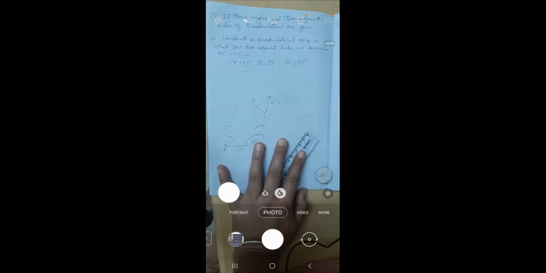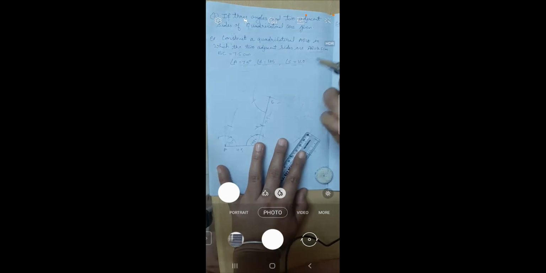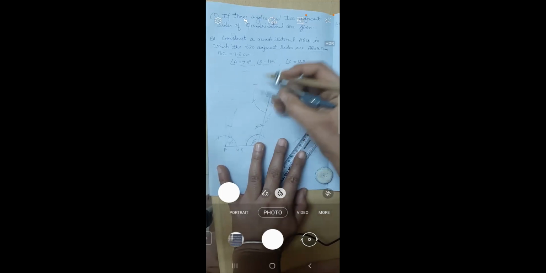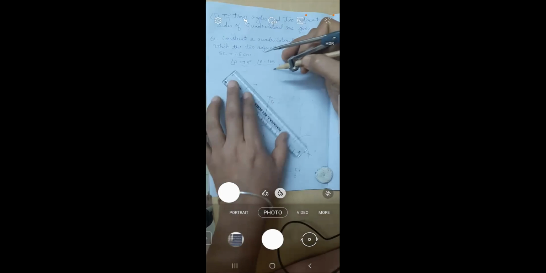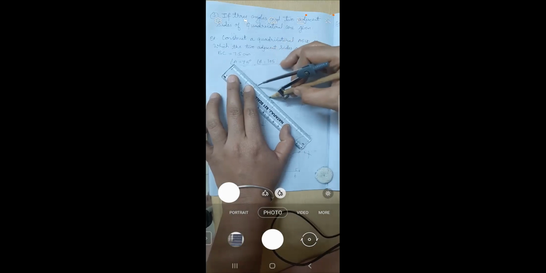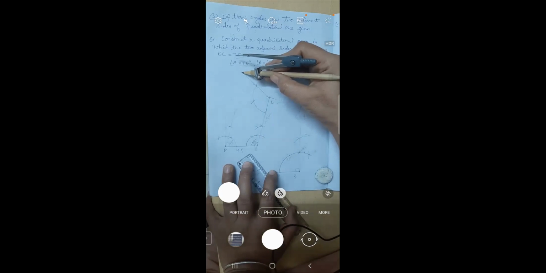Now to draw 120-degree angle, the first arc and the second arc. The second arc will represent 120-degree. Now join this arc with point C. Now this length is given or not? This length is not given.